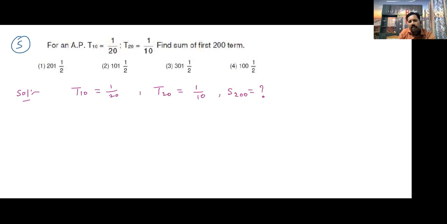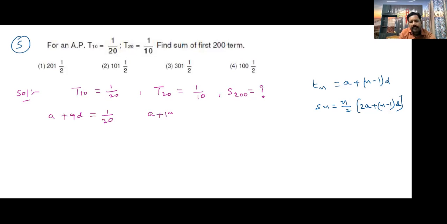Okay. Now, what is the nth term formula? a plus (n minus 1) into d. Sum of n terms formula: n by 2 into (2a plus (n minus 1) into d). These are the two formulas, already we know very well. T10 means we get a plus 9d, that is equal to 1 by 20. T20 means a plus 19d, that is equal to 1 by 10.